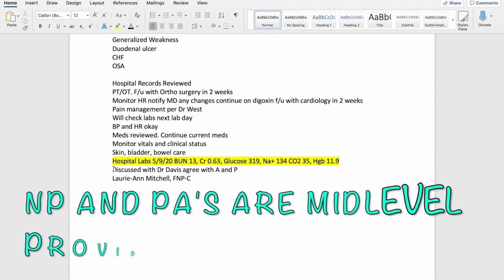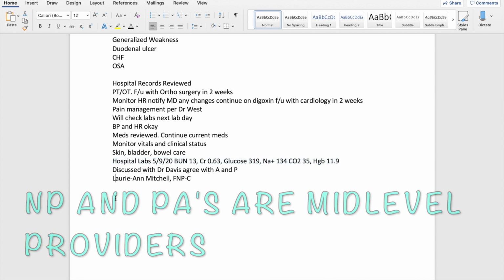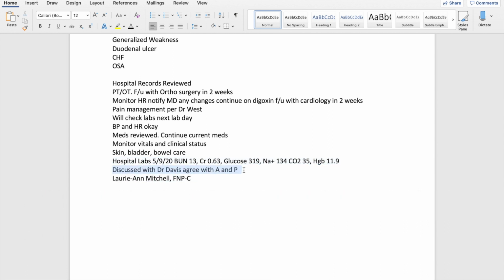The next thing you do as a mid-level provider, nurse practitioner, is put a note at the bottom of your progress note saying that you discussed it with your collaborating physician. So you could say discussed with Dr. Davis, or discussed with Dr. P. History and physical was done in collaboration with Dr. P, and he agrees with my assessment and my plan. And then of course you sign your name at the bottom. That is it, guys. That is how I typically formulate my progress notes when the patient comes into the long-term care facility from the hospital.